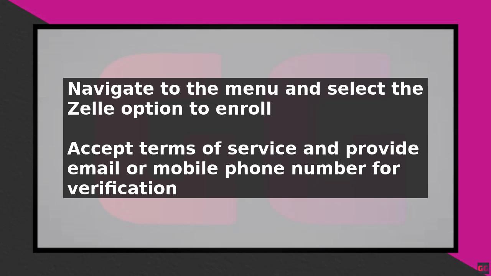To do this, select the Send Money option and enter the recipient's email address or mobile phone number. Choose the account you want to use to send the money and enter the amount you want to send. You can also add a memo to the transaction if you want. Review the transaction details to ensure everything is correct.